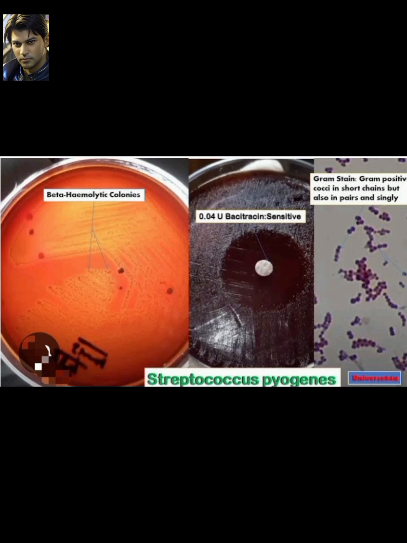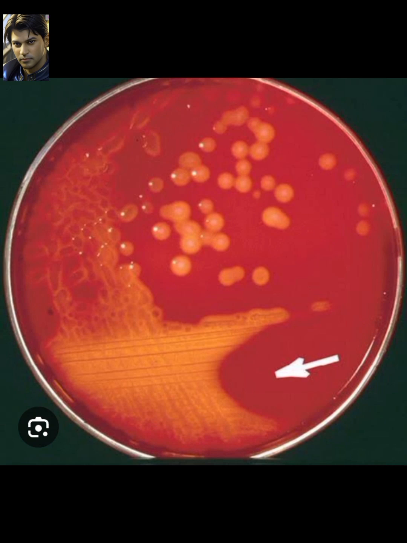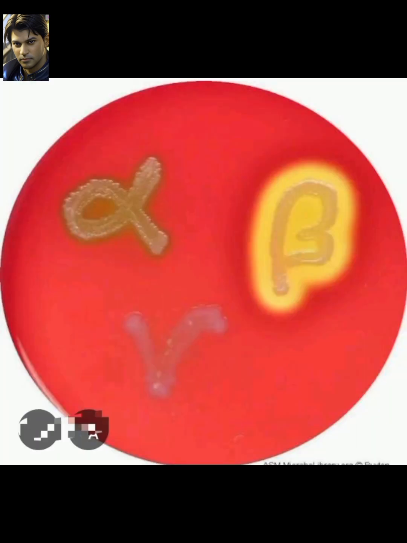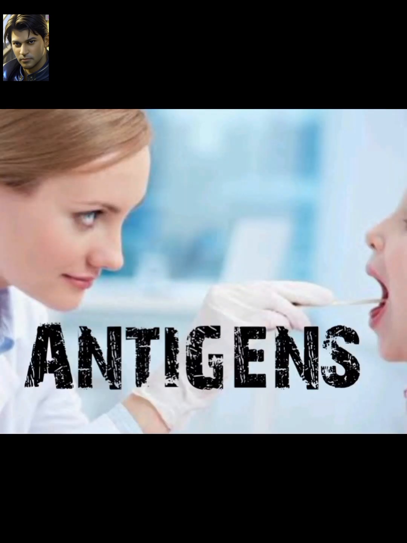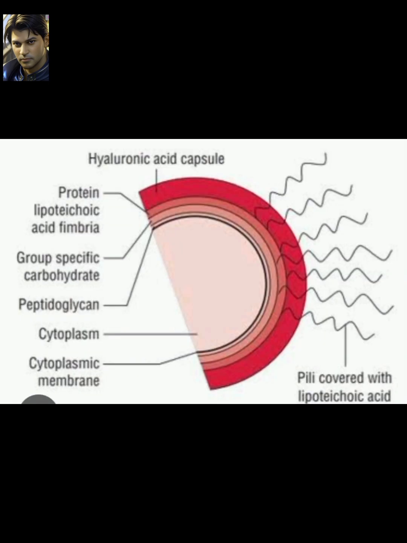They are gram-positive. Streptococcus pyogenes and other streptococci can be grown on nutrient blood agar and MacConkey medium only for Enterococcus faecalis. Most strains produce discoid colonies, while the strains with capsular material produce mucoid colonies. On nutrient agar, small translucent dewdrop colonies are present. On blood agar, hemolysis can be seen. They are non-motile, non-sporulating, gram-positive facultative anaerobes, spherical or oval in shape. On ordinary solid media enriched with blood, serum or glucose they can grow.